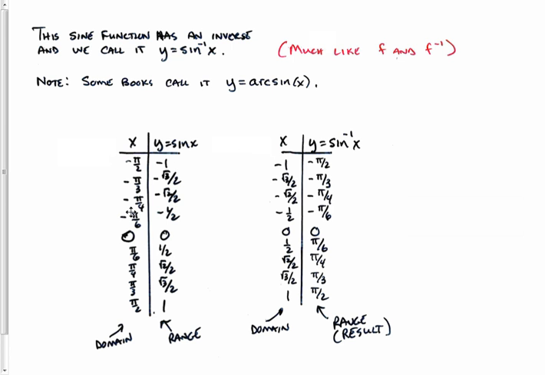So in the sine function, we put in angle values and we get out real number values. In the inverse sine function, we put in real number values and we get out angle values. And that's the thing to remember. When we take the inverse sine of some number, we get an angle. That's the result of taking the inverse sine. So you see the relationship. This is just the same kind of relationship we had before.